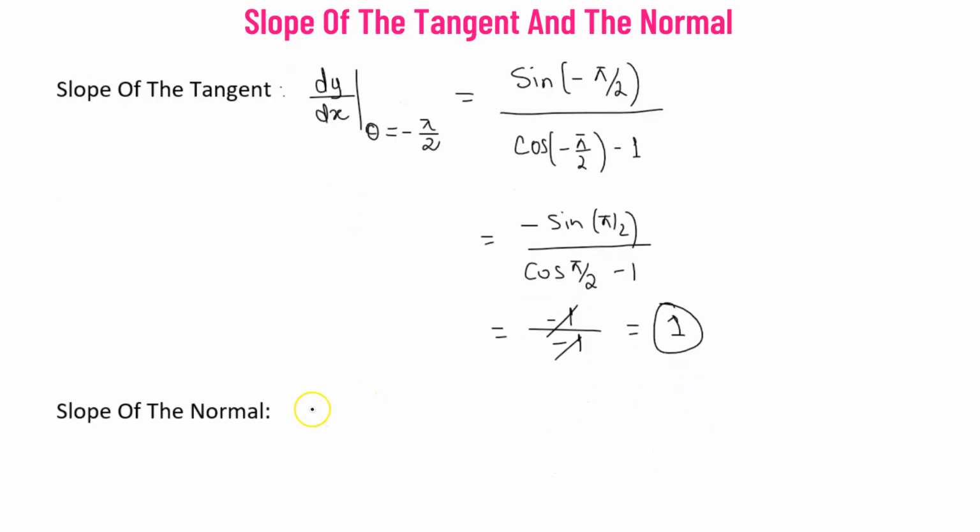So the slope of the normal will be the negative reciprocal of the slope of the tangent calculated at theta equals negative pi over 2. So that means we have negative 1 in the numerator divided by the denominator, which is the slope of the tangent. We have already calculated it to be 1. So that means our slope of the normal is negative 1.